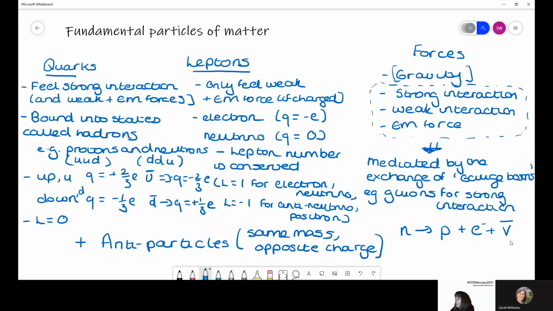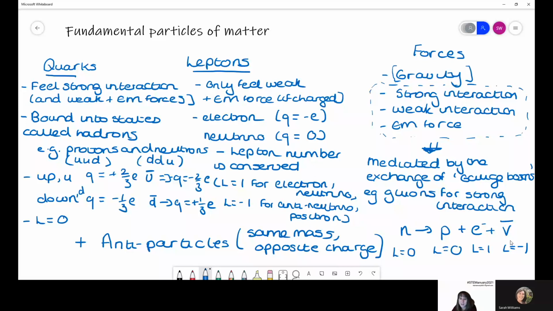And we can now understand why we need this antineutrino in terms of lepton number. The neutron has a lepton number of 0, the proton has a lepton number of 0, the electron has a lepton number of 1, and the antineutrino has a lepton number of -1.